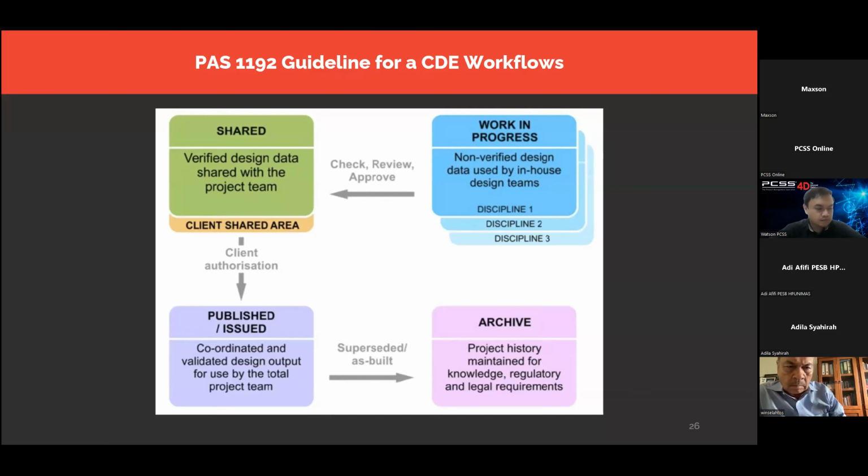And when you use a common data environment, you might also want to make sure that you use a certain standard. Right here, what you're looking at is the PAS 1192 standard. And this diagram is also being reused in the latest standard, which is ISO 19650, whereby you need to have a certain structure on how you control and manage the folders and files in your common data environment. This is just a recommended guideline where files and data start with different life cycles. For example, it starts with work in progress. Once it has been checked, reviewed, and approved digitally via the system, then the life cycle can be moved up.